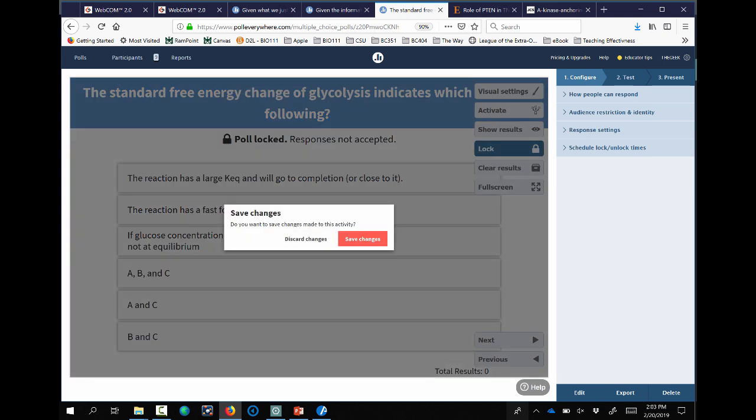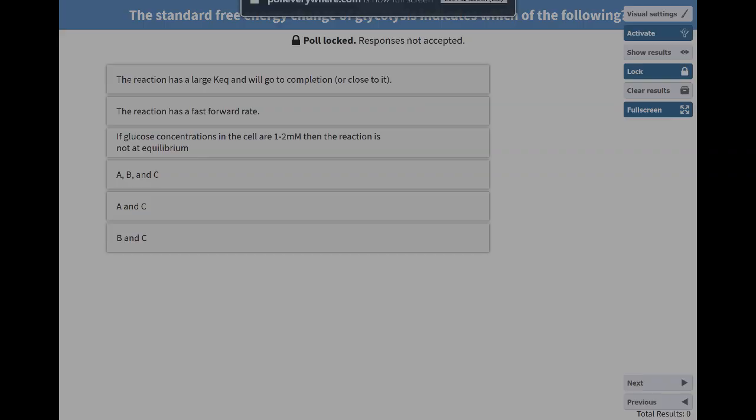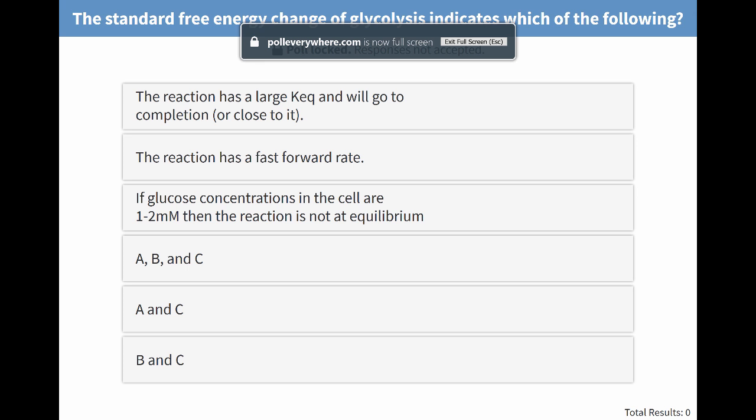So it says this. The standard free energy change of glycolysis indicates which of the following. A: The reaction has a large Keq and will go to completion or close to it. B: The reaction has a fast forward rate. C: If glucose concentrations in the cell are 1 to 2 millimolar, then the reaction is not at equilibrium. A, B, or C, or some combination of the above. Okay? All right, so go ahead and try and answer that question. Like I say, I'll give you about 2 minutes starting now.